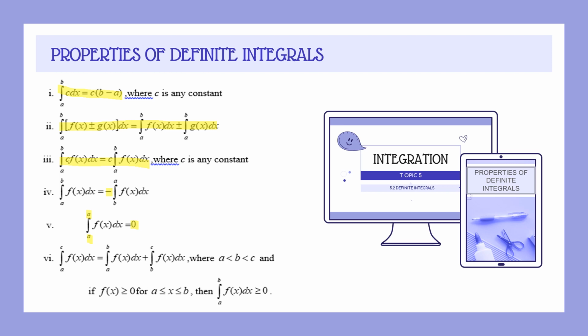The last one is the integral from A to C. If we have to pass through a point, for example, we go from A to C, but we have to pass through B. So from A to B, then from B to C. For this case, we can split it into two parts. The first part is the integral from A to B, plus the integral of f(x) dx from B to C. So we can split it up. This is all the properties of definite integrals that you need to understand.